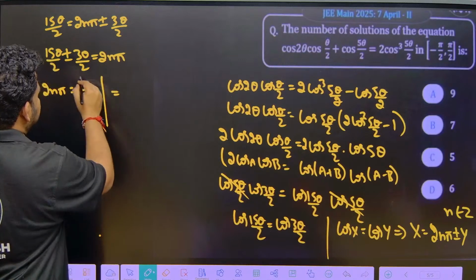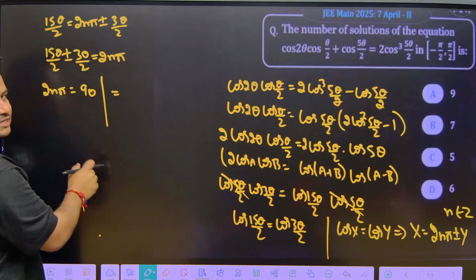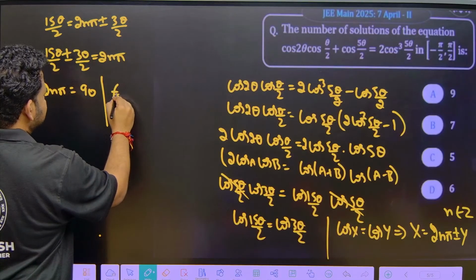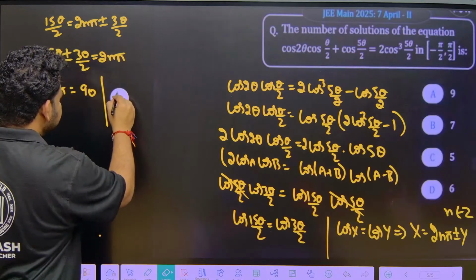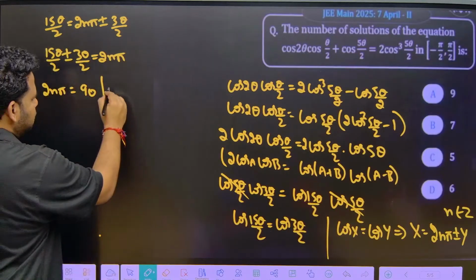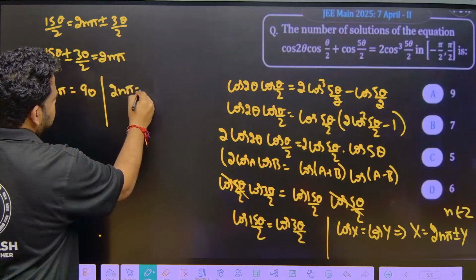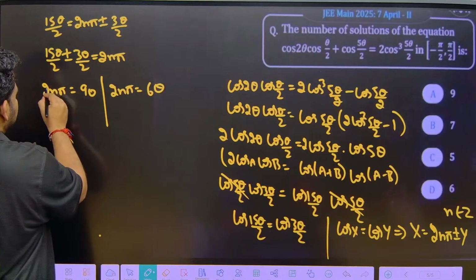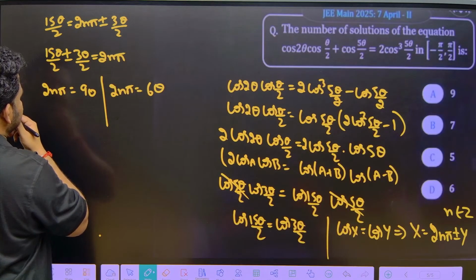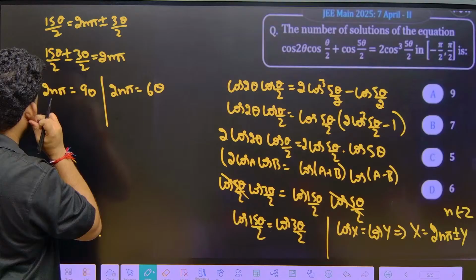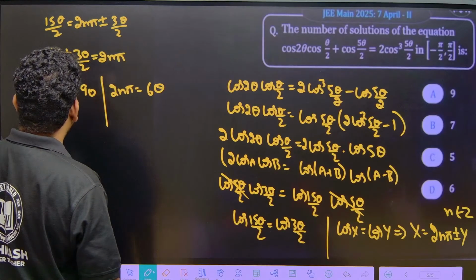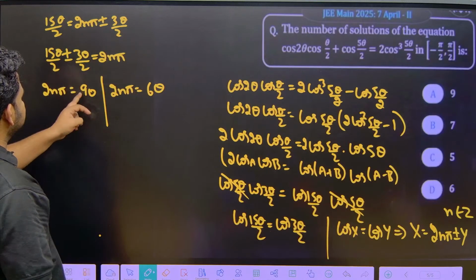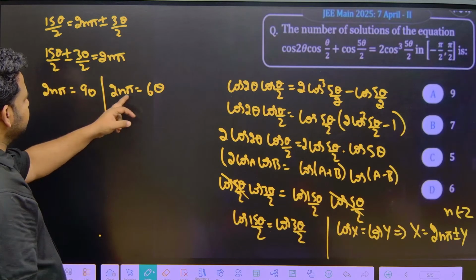Next if I put 15 minus 3, I will get 12 theta by 2, this implies I will get 6 theta. So 2n pi is equal to 6 theta. Here what I can do? 2 I can cancel, or let me keep it as it is. So this will be 2n pi, okay. And this will be what? 15 plus 3 is 18, 18 by 2 is 9. So 2n pi is equal to 9 theta, 2n pi is equal to 6 theta.